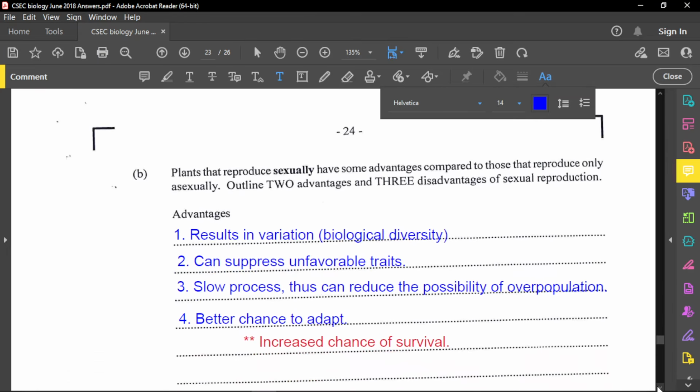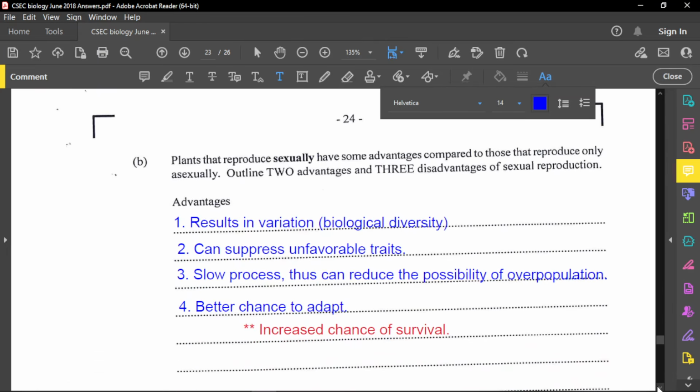The next part of the question, part B, is: plants that reproduce sexually have some advantages compared to those that reproduce only asexually. Outline 2 advantages and 3 disadvantages of sexual reproduction. An advantage of sexual reproduction is that it results in variation, which means you have an increase in biological diversity. And biodiversity, as a matter of fact, is better because it increases the survival of other organisms and even the organism itself.